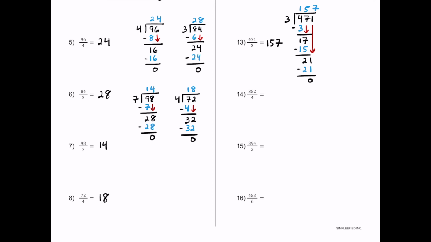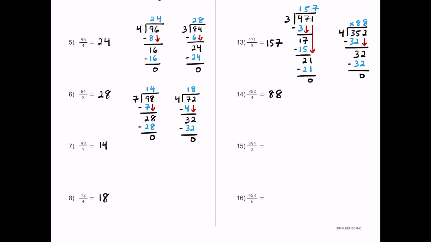For number 14, we have this 352. And we're going to divide that by 4. And so how many times will 4 fit into 3? Well, it does not fit in a whole number of times, so we go over to 35 instead. 4 times 8 will be 32. That's as close as we can get. And we're going to be left here with a remainder of 3. So we're off by 3, then bring down this 2 here and repeat the process. So 4 times 8 equals 32. And so we're going to notice we have a remainder of 0. So 352 divided by 4 equals 88.